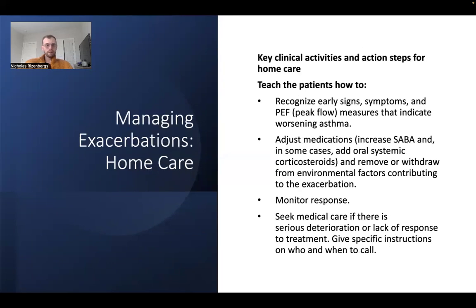Managing exacerbations from home care. So key clinical activities and action steps for home care is to teach the patients how to recognize early signs and symptoms and peak flow measures that indicate worsening asthma. Adjust medications so you can increase the SABA, or in some cases add an oral systemic corticosteroid, and remove or withdraw from environmental factors contributing to the exacerbation.